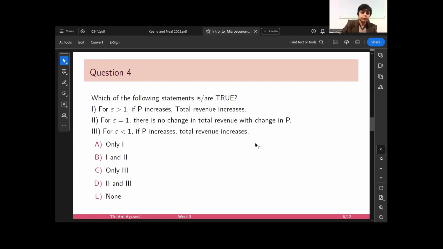Now, this is just a general question. It kind of connects with what we just discussed. Which of the following statements is true? So you can type in your answer into the chat box. Just read it carefully and then see what you think is the correct answer. These are conceptual questions. There's not a whole lot of calculation here. I'm just giving you 2 minutes to think and type the answer.